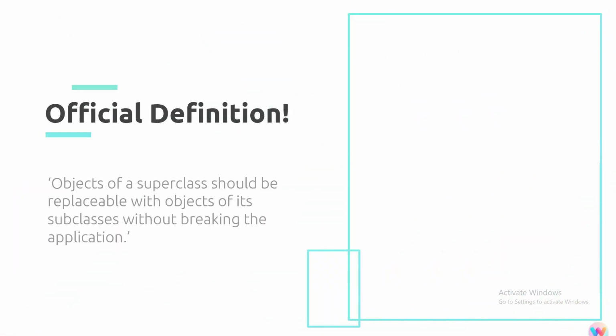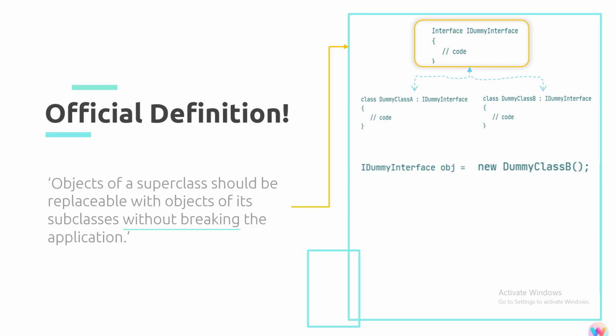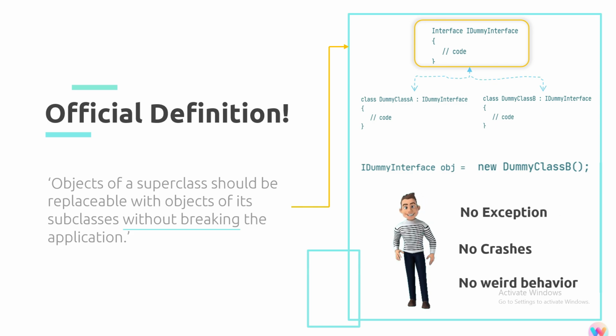Here is the official definition. Object of a superclass should be replaceable with objects of its subclasses without breaking the application. In simpler words, if you have a parent class or interface, you should be able to use any of its implementations in its place, and everything should work perfectly. No exceptions, no crashes, no weird behavior.